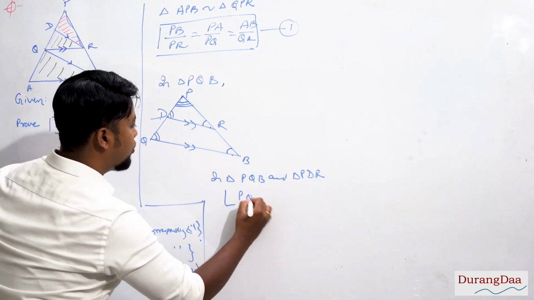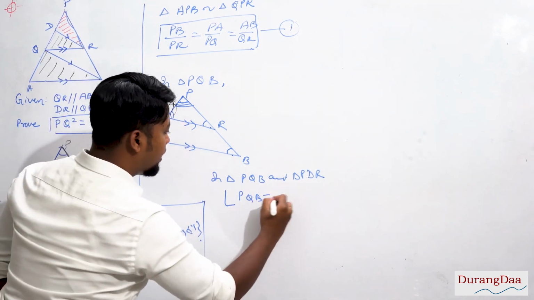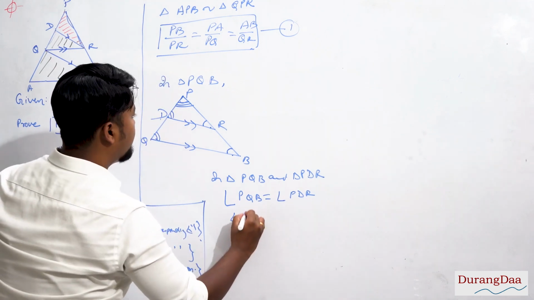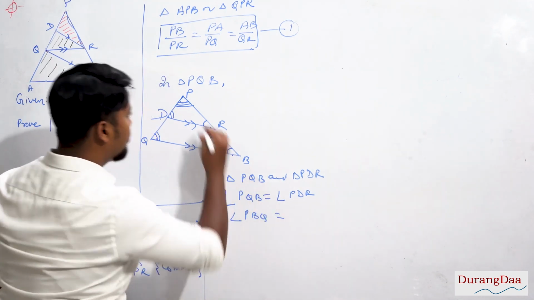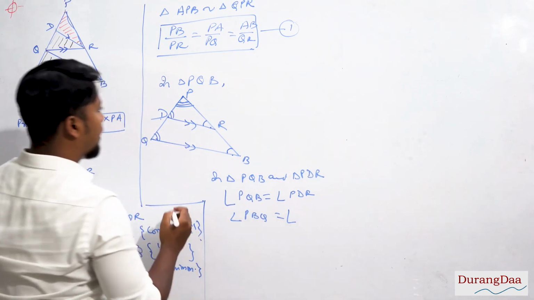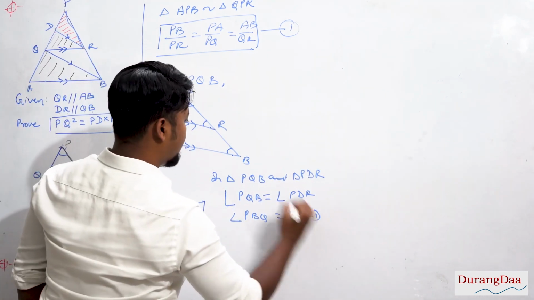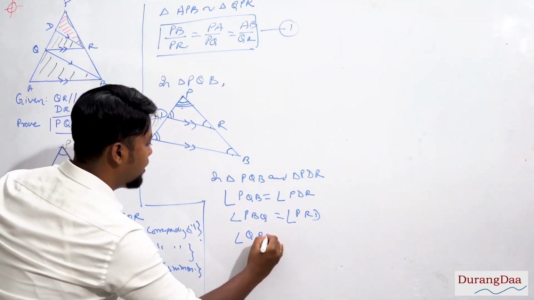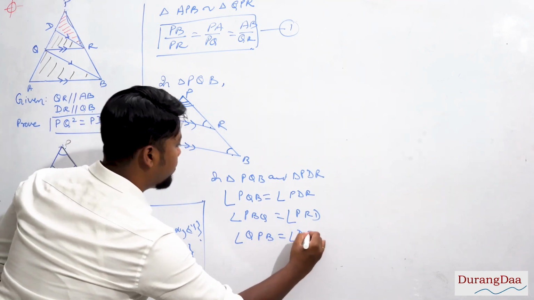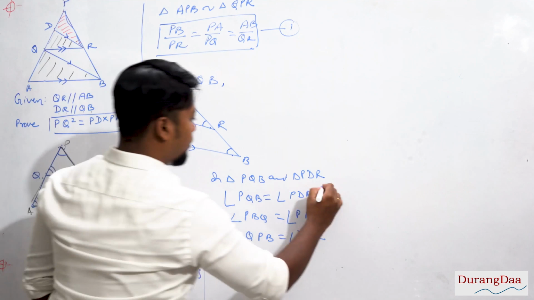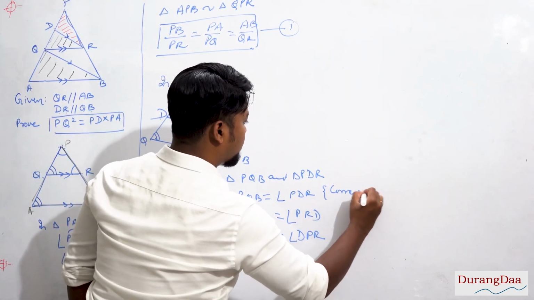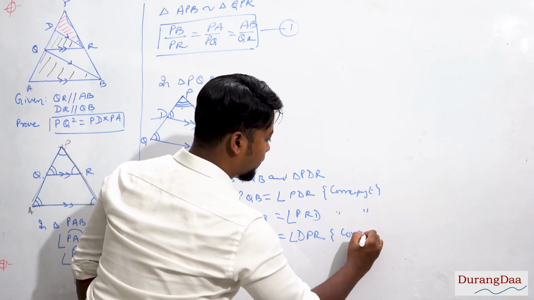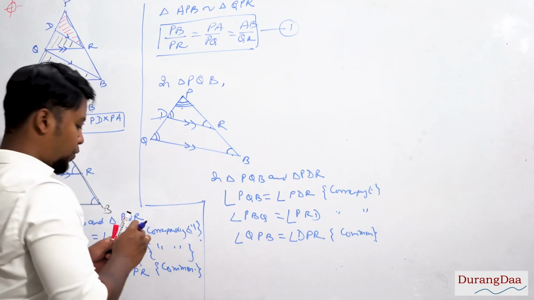Angle PQB, first I am taking the bigger triangle, is equal to angle PDR. Second, angle PBQ is equal to angle PRD, and finally angle P, that is angle QPB, is equal to angle DPR. Now write the reasons: corresponding angles, here also corresponding angles, and this one is common. Don't forget to write the reasons if you don't want to lose marks.